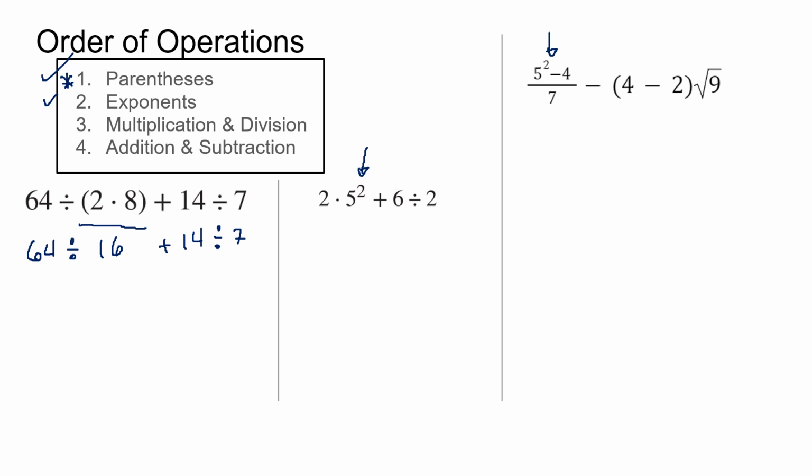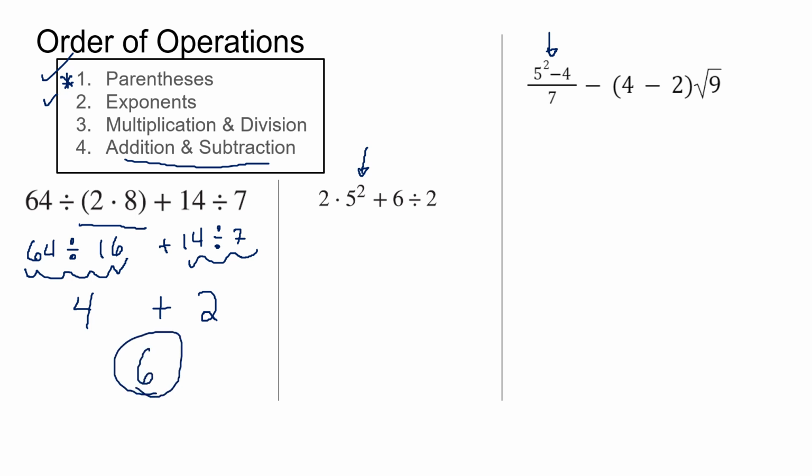Multiplication and division. I do have some multiplication and division. There's some division, and here's some division. So I have to do that before I do step 4. The addition and subtraction comes last. And I want to do any multiplication and division before I do addition and subtraction. So 64 divided by 16, that is a 4. And 14 divided by 7 would be 2. And 4 plus 2 is 6. So that is the proper answer there.